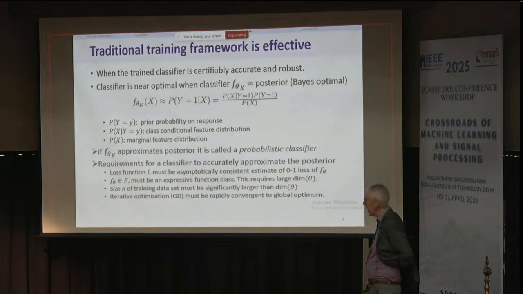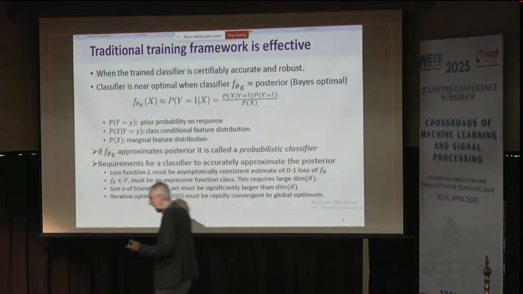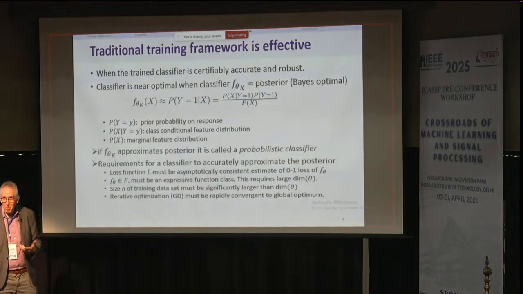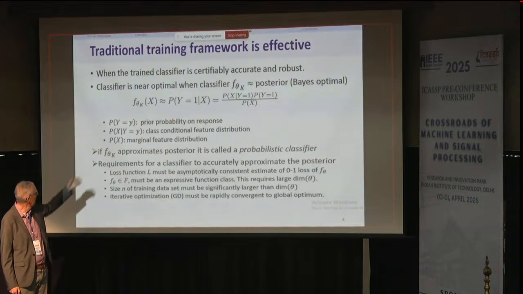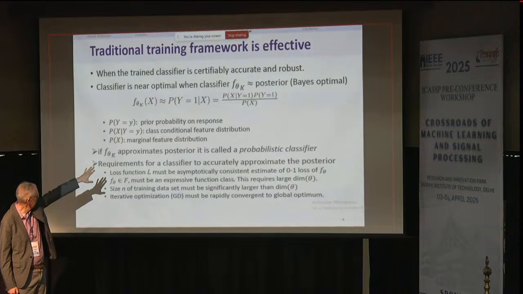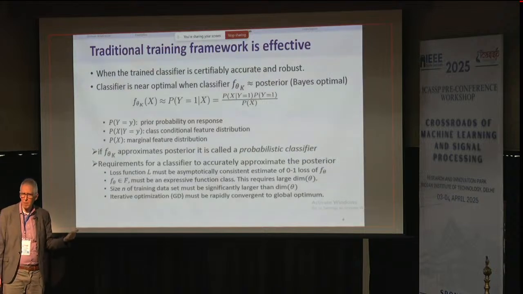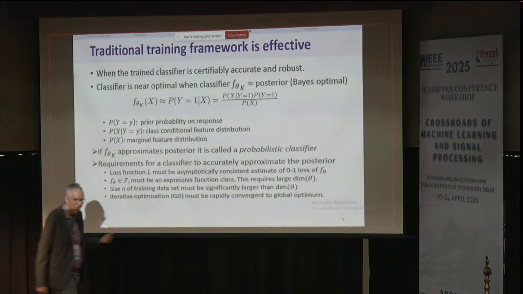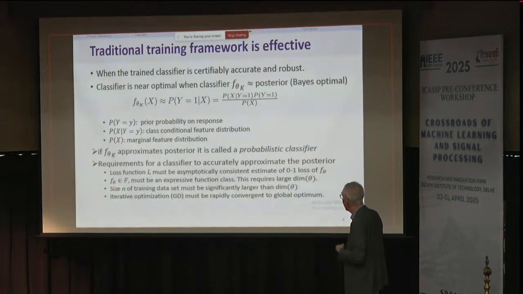So this traditional training framework is effective when we have certifiable accuracy, right? Certifiable accuracy meaning that we have some provable, positive properties of performance. So if you had the posterior probability that the label is equal to 1 given x in hand, then you would probably want to use that because that minimizes the probability of error, the Bayes probability of error, of any classifier structure.